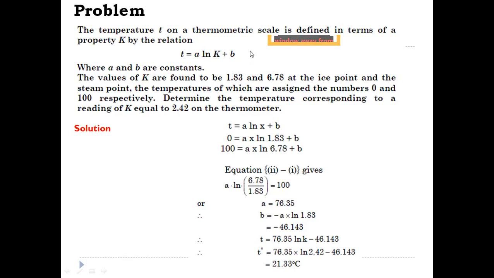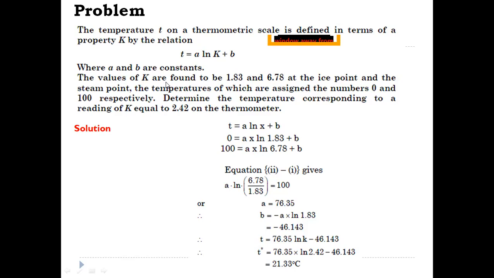So if you go on to the second problem, the temperature T on a temperature scale is measured in terms of a property K and is given by the relation T is equal to A into ln of K plus B. So this is the relation between the temperature and a property K. Here A and B are treated as constant values.